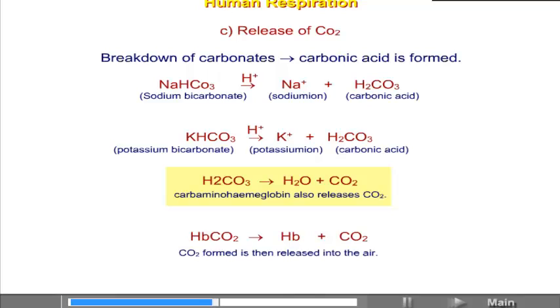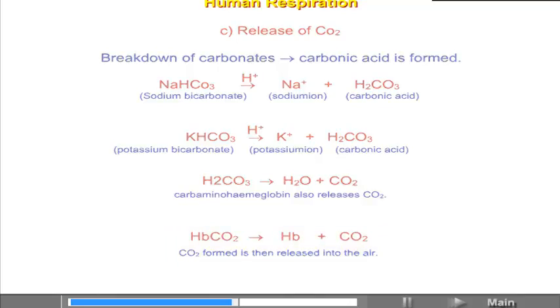H2CO3, that is carbonic acid, gives H2O plus carbon dioxide. Carbaminohemoglobin also releases CO2: HbCO2 gives us Hb plus CO2. CO2, that is the carbon dioxide formed, is then released into the air.